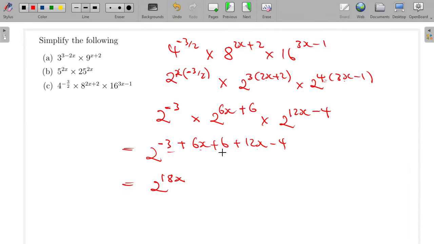And then we add the numbers here. So you have negative 3, you have 6, and negative 4. So negative 3 plus the positive 6 gives us 3. And then 3 minus 4 is going to give us negative 1. So we just have negative 1 remain. So this is how it's going to simplify to this. Okay, unless there are any questions. Okay, so there's no question.